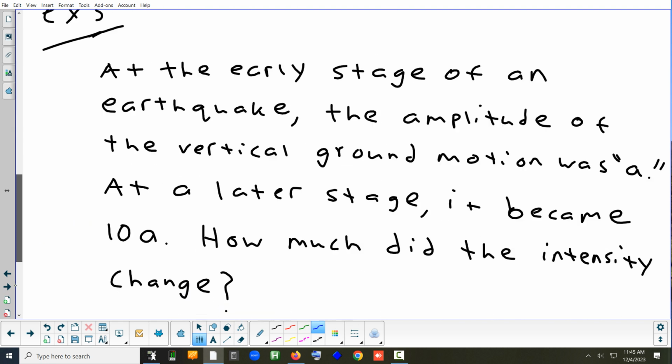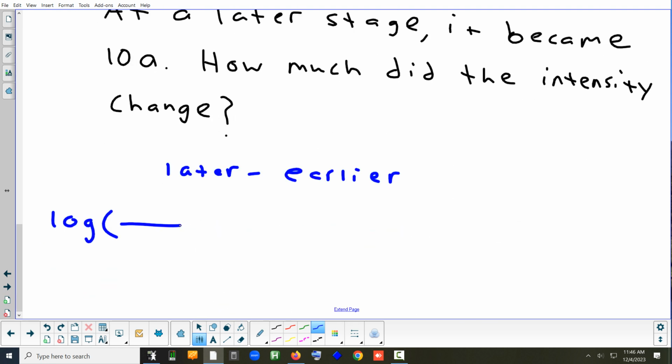So we're going to have log of, what was my vertical ground motion later on? Yeah? 10A. Period, we don't know what it is, but it's the same now, and it's the same earlier on. We also don't know the factor that accounts for the weakening of the wave, but it's the same earlier on as it is later. Okay, same thing. What's the only thing that's going to change in this equation to represent earlier rather than later? Yeah, what's that going to become?